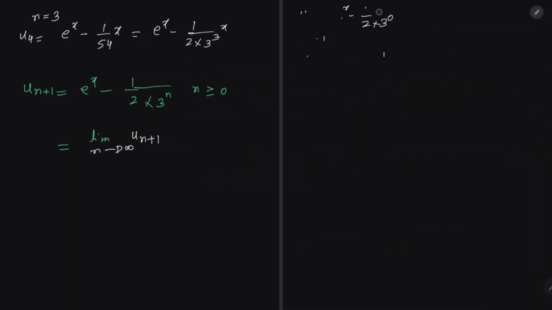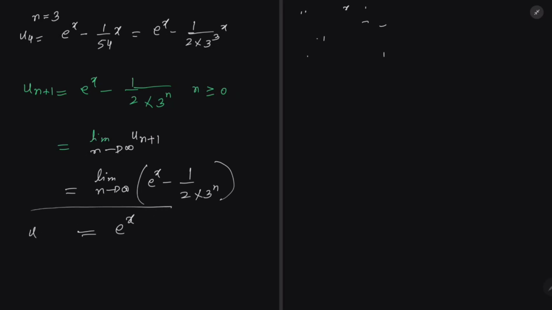So for u(n+1), when we apply the limit as n approaches infinity, we have e raised to power x minus 1 over 2 cross 3 raised to power n times x. So from here we get e^x. So this is the solution of our Fredholm integro-differential equation.